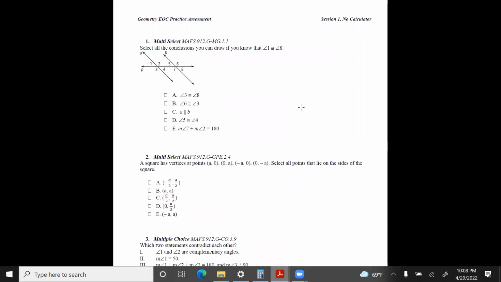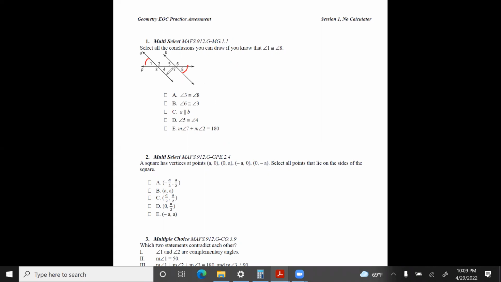Okay. On number 1, we have a question that is select all that apply. On any select all that apply question, you should always select more than one. If you're only selecting one, you're basically saying that you're getting the question wrong, because I've never seen a select all that apply where there's only one correct answer. Now, on number 1, it says, select all the conclusions you can draw if you know that angle 1 is congruent to angle 8. Looking at the diagram, angle 1 and angle 8 are congruent.